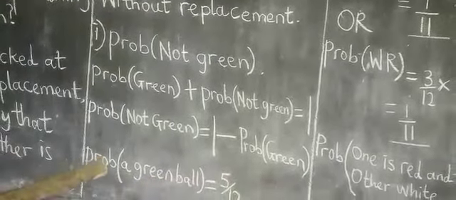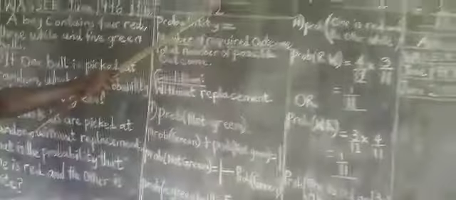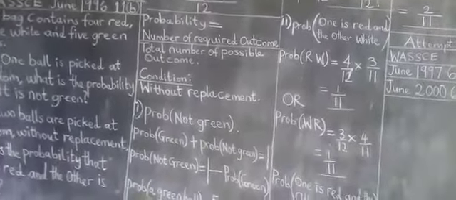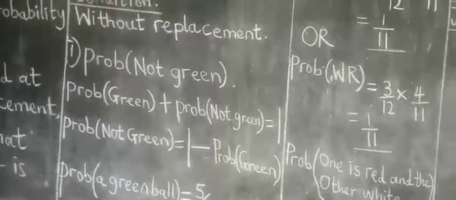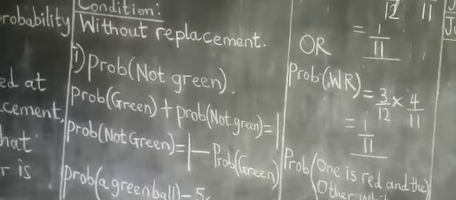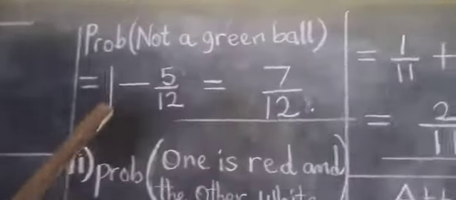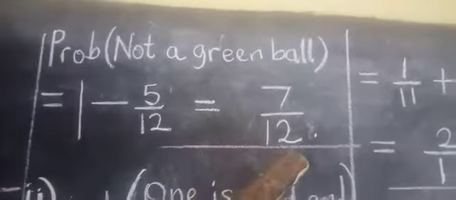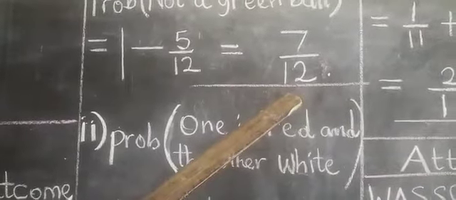So for the green ball we have 5 green balls out of 12. So the probability of a green ball is now 5 over 12. Now, probability not a green ball will be 1 minus 5 over 12. And that gives 7 over 12. So that answers that question there.